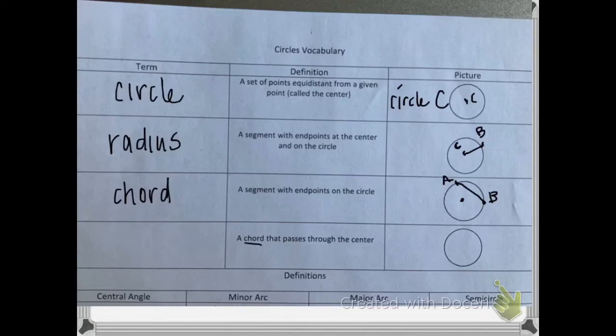And then a specific type of chord that goes through the center is called the diameter. So if this is the center C, it has to pass through there. So I'm going to call this X and then Y. This would be my diameter. And if you remember, the diameter is always 2 times the radius.